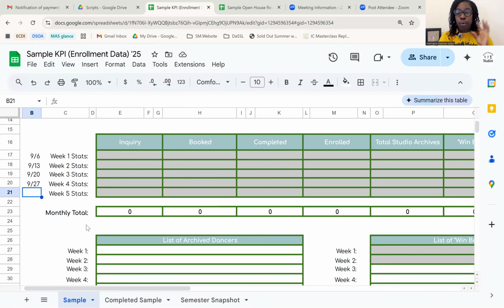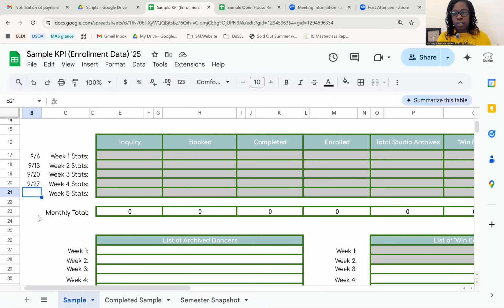So this is our fun little spreadsheet. Here's a breakdown of some key things. We do color coding here as well. Before we get into that, we track our KPIs on a weekly, monthly, and quarterly basis. Okay. So starting with weekly, we are looking at 1 week at a time.